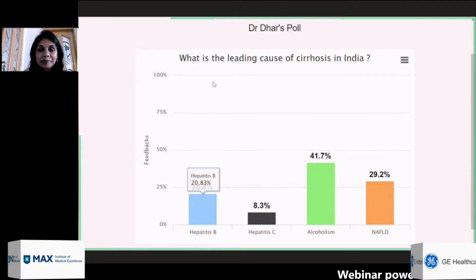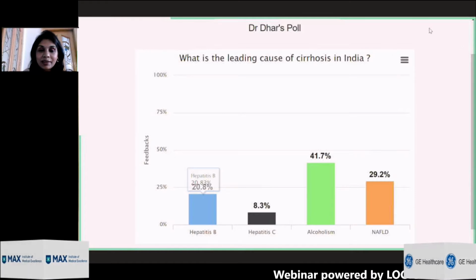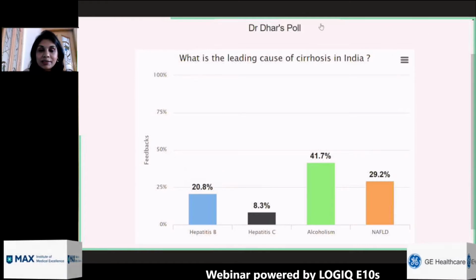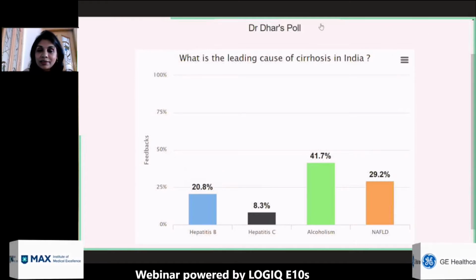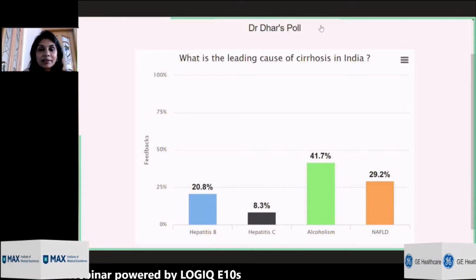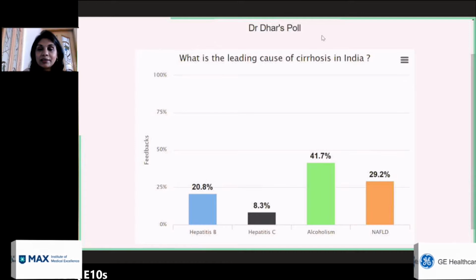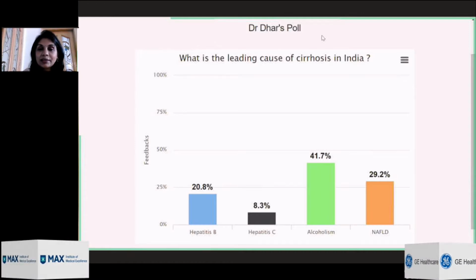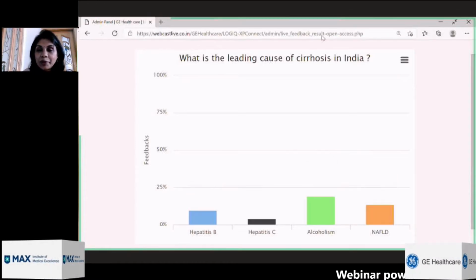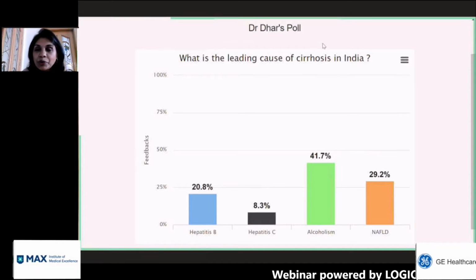I think most of them have got it right. The leading cause of cirrhosis is alcoholism, although the leading cause of chronic liver disease is still hepatitis B in India, but the leading cause of advanced chronic liver disease or cirrhosis is alcoholism in India. And what about the 29.2%, Dr. Dhar? Would you like to comment on that?